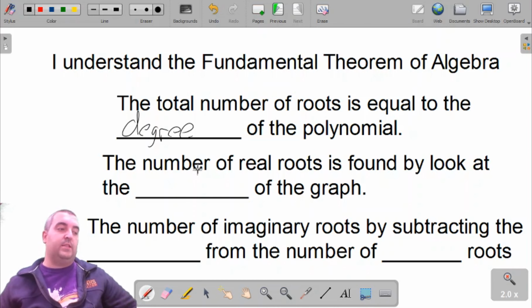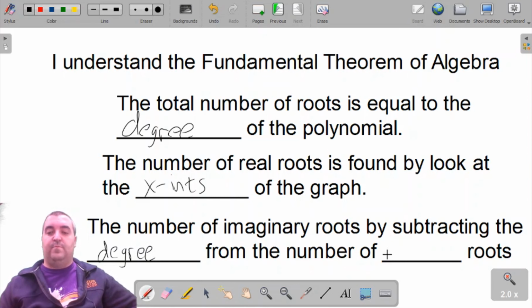Now, the way we're going to look at them in this class, at least, is we're going to look at the graph, because if we look at the graph, we can find the number of real roots by finding the x-intercepts of the graph. Okay, so knowing the degree, and looking at the graph and finding the number of x-intercepts, we can then find the number of imaginary or complex roots by subtracting the number of real roots from the degree.